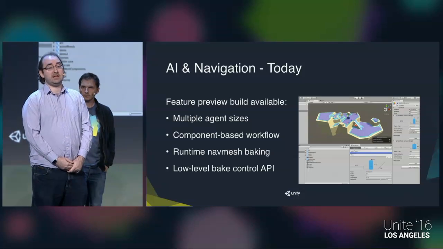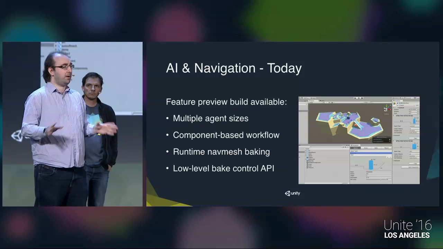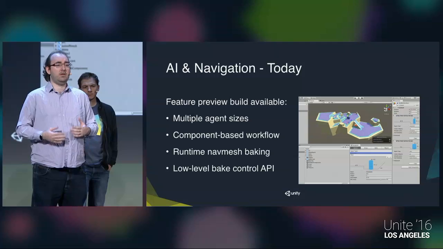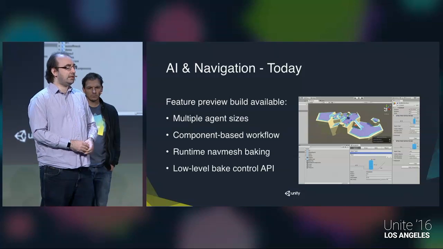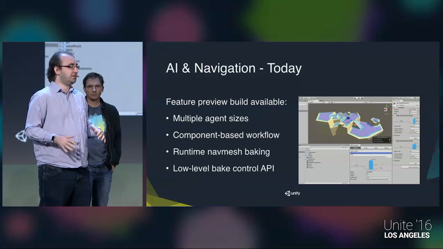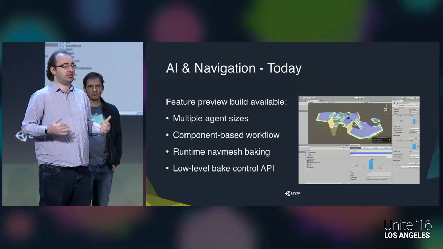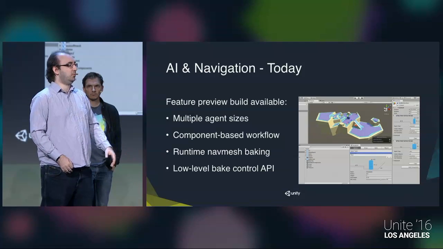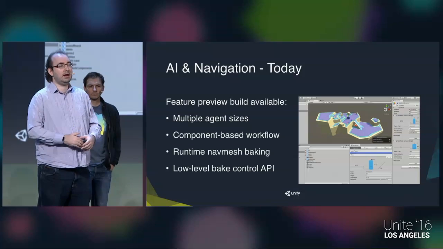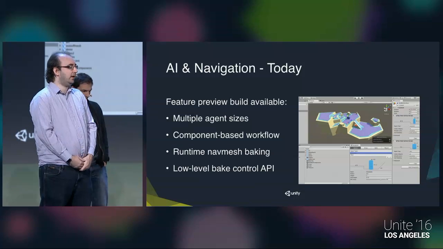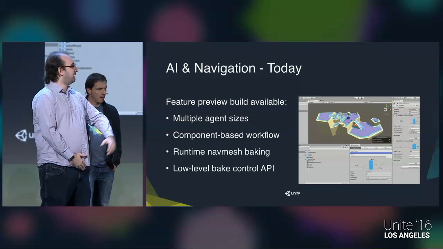And all of this stuff is built on top of a new low-level baking API. So all the components and so on, they're all in C#. The source code is available today on GitHub. And it's all built on top of a low-level baking API, which is implemented in C++, which gives you a lot of control. You can just pass it a list of meshes and transforms and primitives and so on, and it will bake based on that. So you can hand it whatever you like and bake nav mesh based on that. So that all works. Next slide, please.